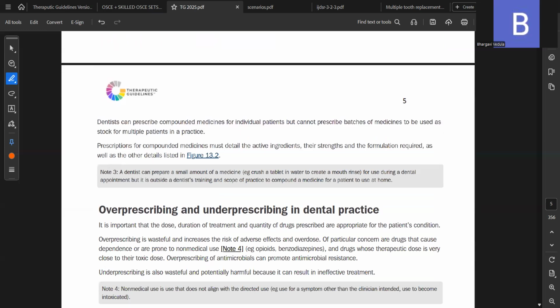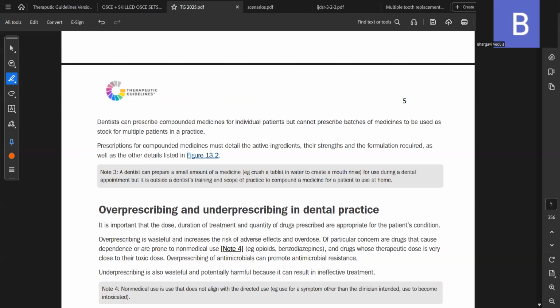Dentists can prescribe compounded medicine for individual patients but cannot prescribe batches of medicines to be used as stock for multiple patients in a practice. We can prescribe a compounded medicine, but we cannot prescribe batches of medicines. We can't ask the pharmacist to make one compounded medicine and sell to the multiple patients in a practice. Prescriptions for compounded medicine must detail the active ingredients, their strength, and the formulation required, as well as the other details listed. We'll read about that.